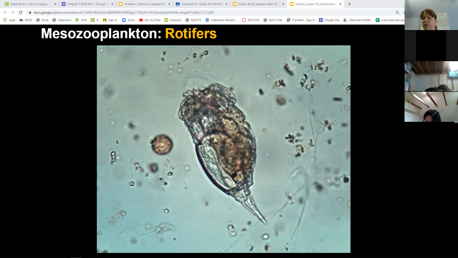And just like many other plankton, they have cilia that they can use for feeding. But these organisms can also engulf other zooplankton or phytoplankton whole. So it's kind of like endocytosis would be in a cell. They'll basically ingest things whole. These are more common in freshwater, but you can find them in saltwater.